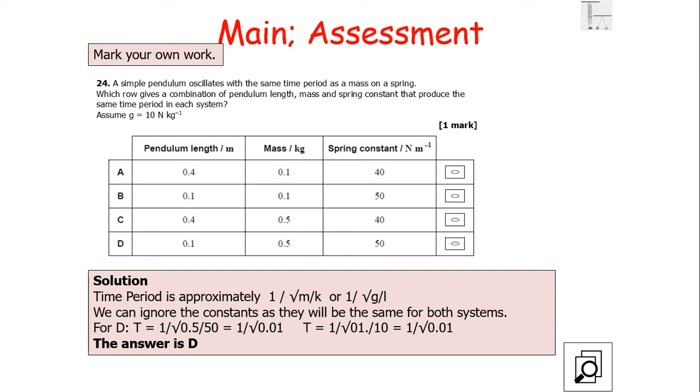Now, we can ignore the constants because they're the same value, so 2 pi makes no difference in this equation. So you work them through and see which numbers give you the same value. So as a result, you do the square root of m over k and the square root of l over g, and you look at those values and see which gives the same one. So if you look in there, the square root of 0.5 over 50 and the square root of 0.1 over 10 give you the same answer, so the answer is therefore D. Now all the other values wouldn't give the same answer if you work them through.